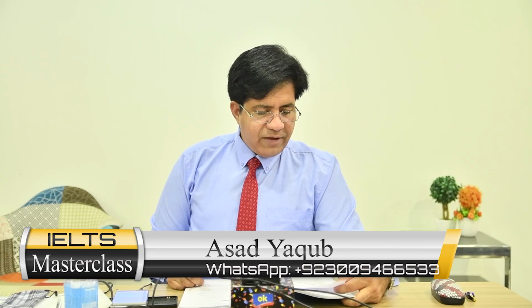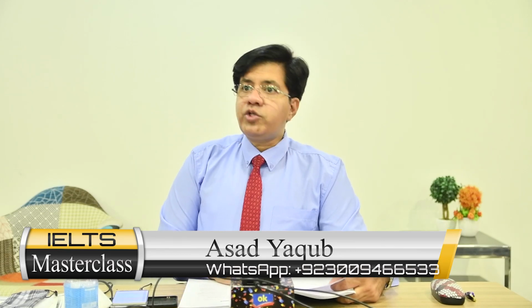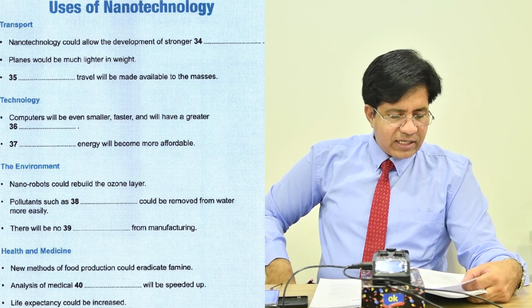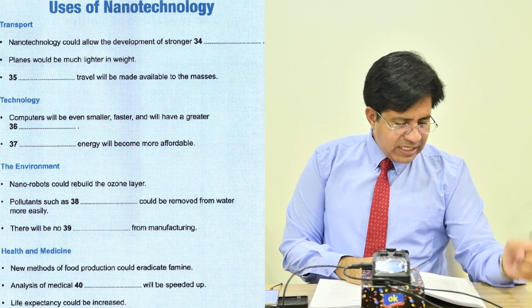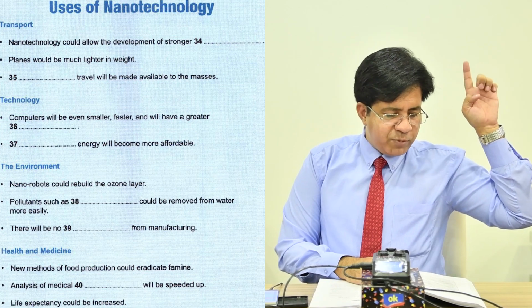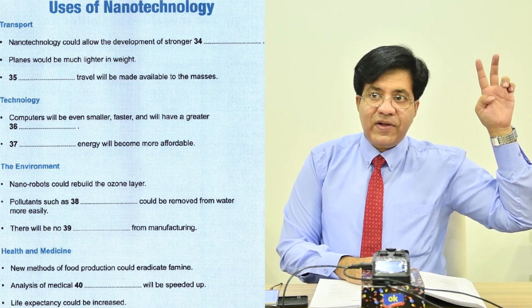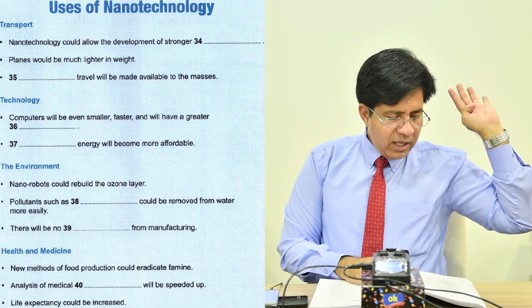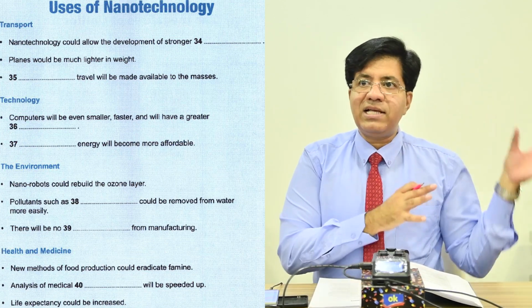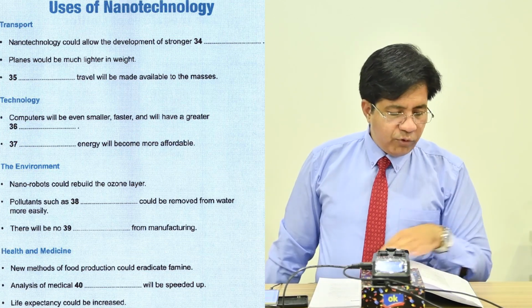So one word only for each answer. Usually in part 4 you'll get something like that. Uses of nanotechnology: transport. Can you see there are 4 categories? First is transport, second technology, third environment, fourth health and medicine. So they will now tell us about nanotechnology in these 4 departments.